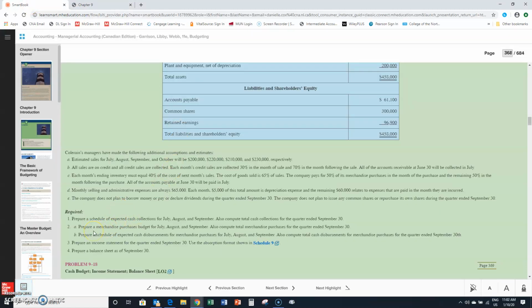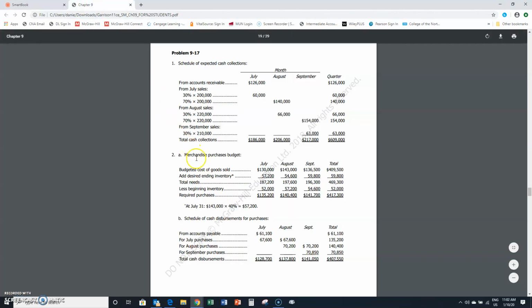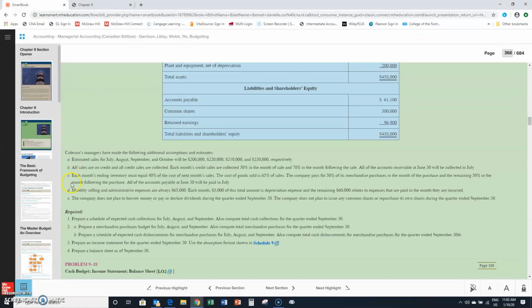Part 2. Prepare a merchandise purchases budget for July, August, and September and a total for the quarter. So the merchandise purchases budget. The first thing we need to do, let's go back to the question. Each month's ending inventory must equal 40% of the cost of next month's sales. So how do we determine this?